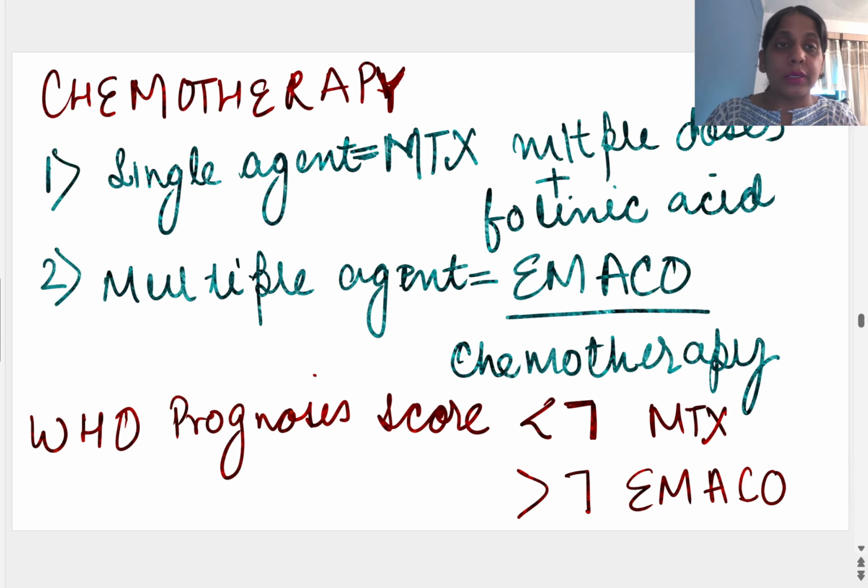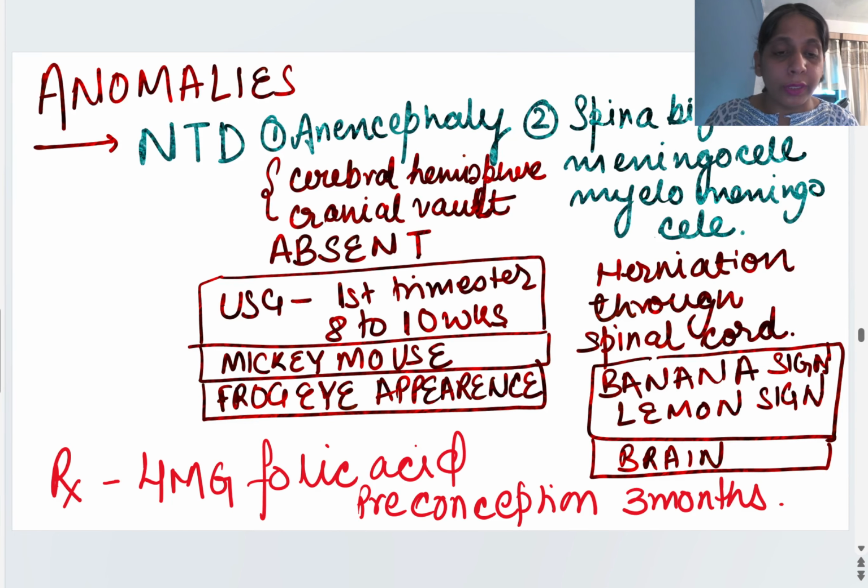So we admitted her many times. I admitted her in my own hospital, and we gave many doses of methotrexate. She was in the low risk score. If one is in the high risk score, then we have to give EMACO, multiple doses: etoposide, methotrexate, actinomycin, cyclophosphamide, Oncovin. Okay, five-drug chemotherapy we have to give. Now let's come to another topic, anomalies.